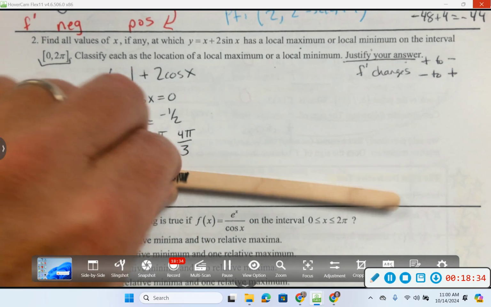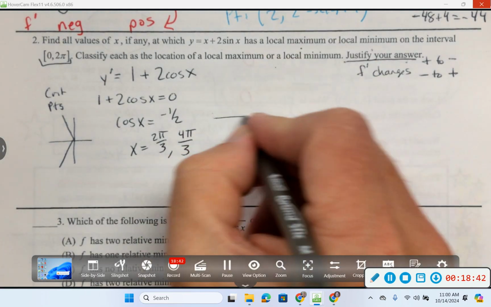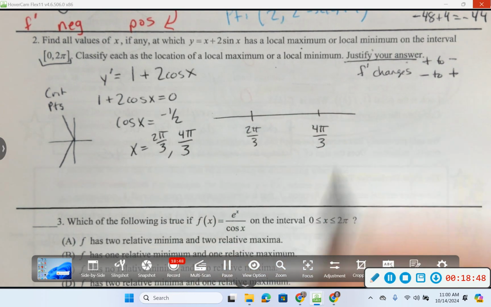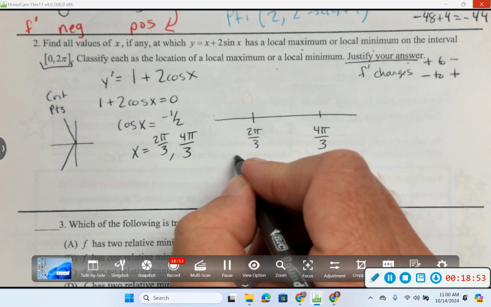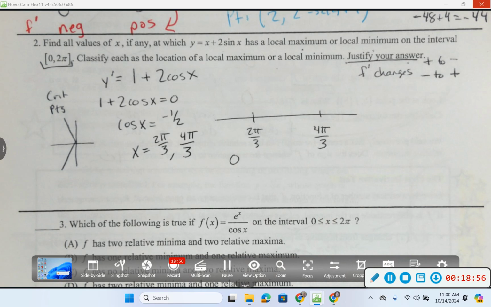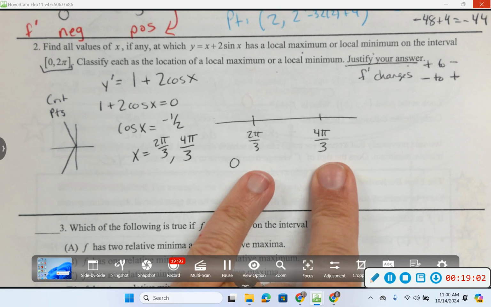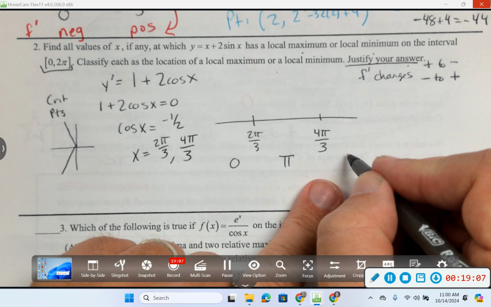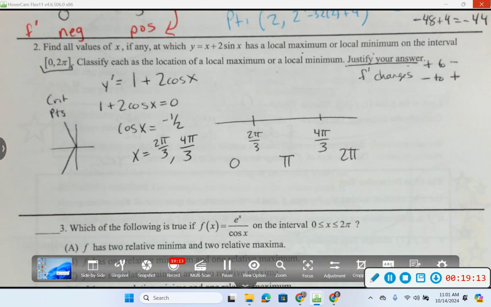Leah, what do I do with those critical points? Like, how am I going to figure out if those are maxes and mins? Number line. So 2 pi over 3, 4 pi over 3, something less than 2 pi over 3. Let's go 0. How about between 2 pi over 3 and 4 pi over 3? Pi. And then bigger than 4 pi over 3. I guess we could do 5 pi over 3, but 2 pi would probably be easier.